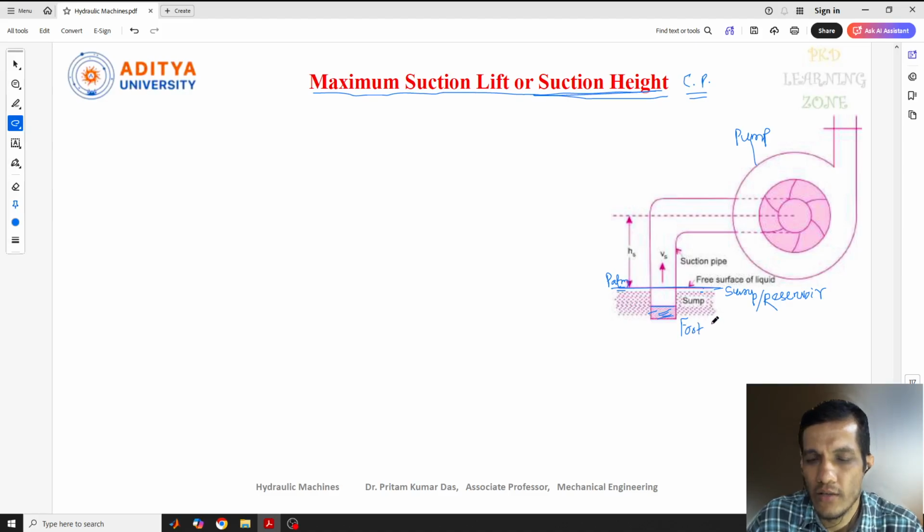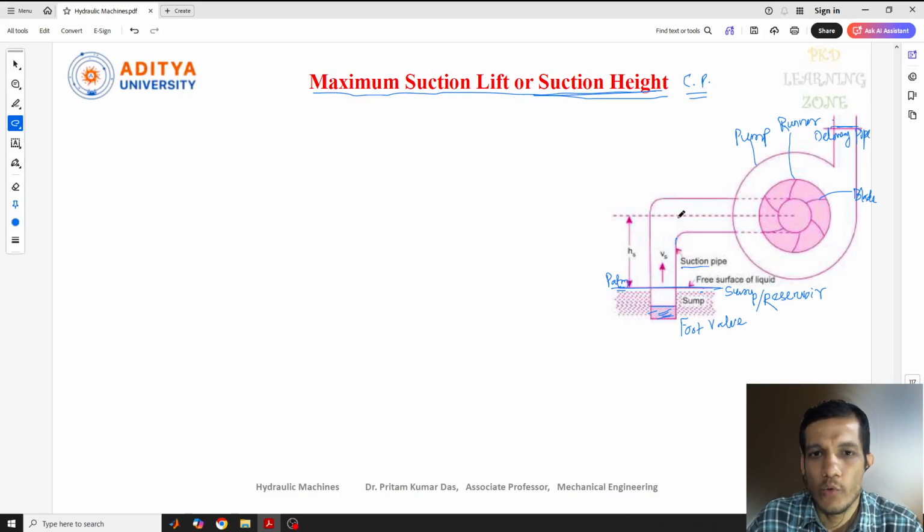So these are the parts or equipment involved in the centrifugal pump. This is the pump and this is the casing. This one we can consider the runner, and in the runner a number of blades are connected. These are the blades, and this is our suction pipe. This is our delivery pipe, and here we can consider the delivery valve.